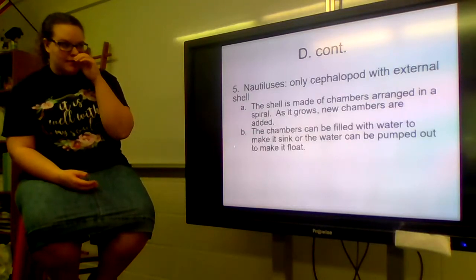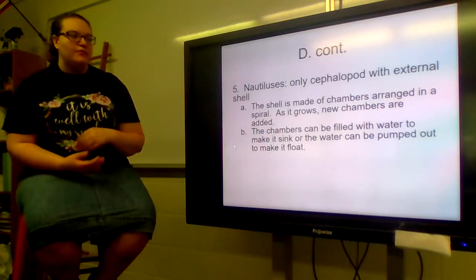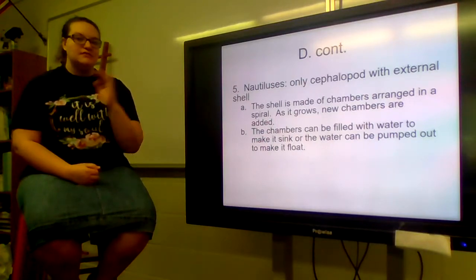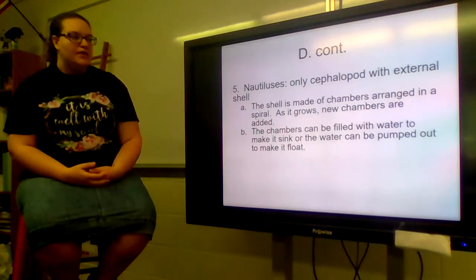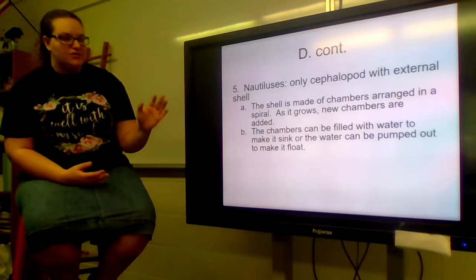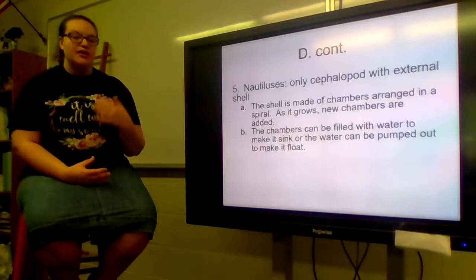The Nautilus. This is the only cephalopod with an external shell. This is what sets it apart from every other cephalopod. But the shell is a mantle of chambers arranged in a spiral, and as it grows, new chambers are added.